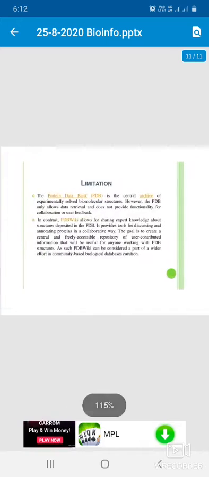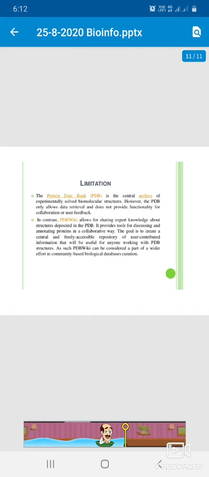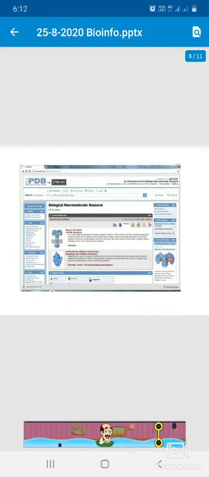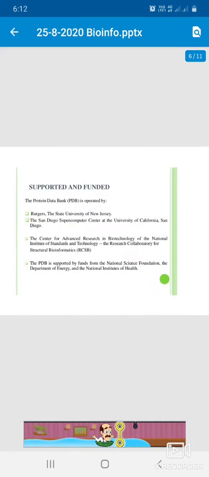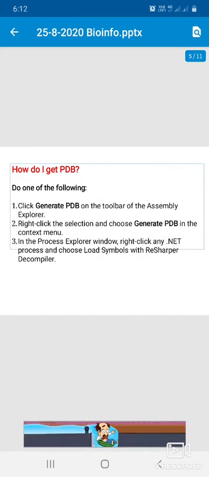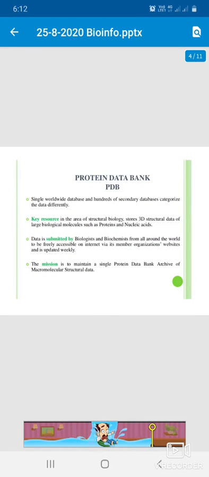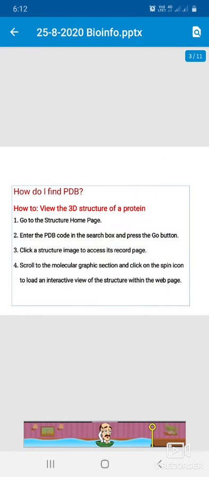So finally, I conclude that the fundamentals and the Protein Data Bank will support generating and retrieving data, particularly 3D structures, with all kinds of viewing displayed.